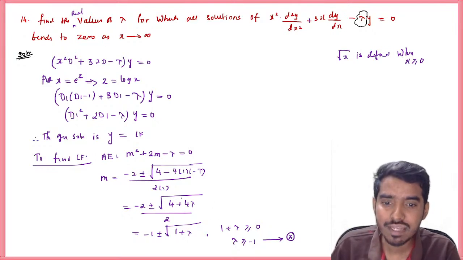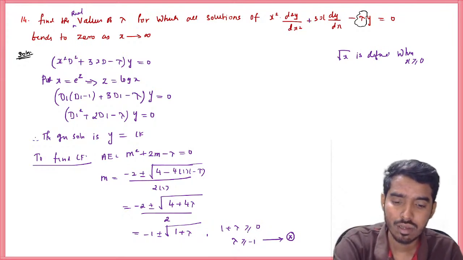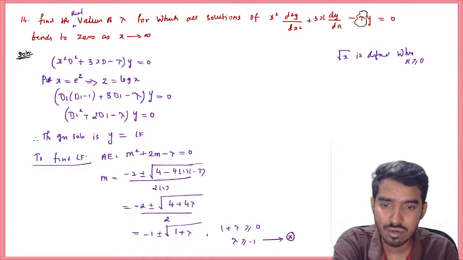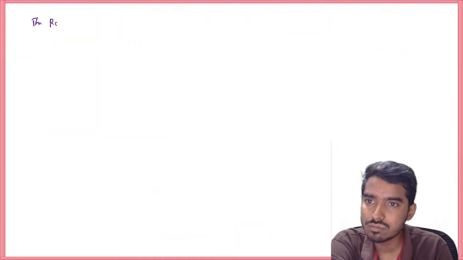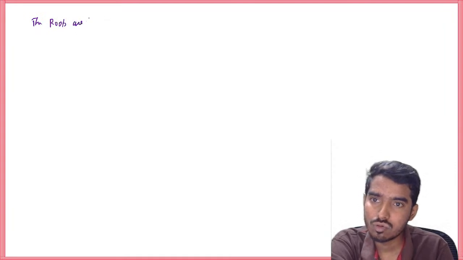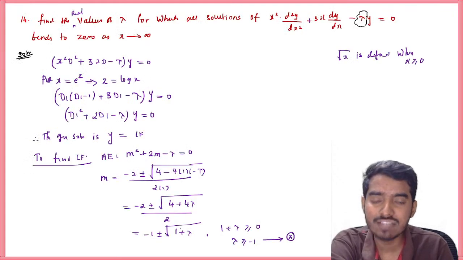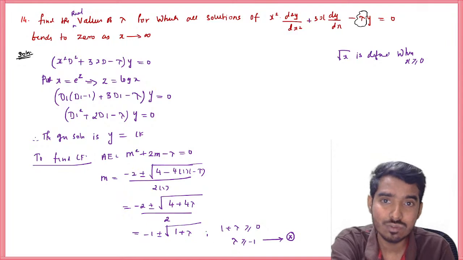If it is real, this means 1 plus lambda has to be greater than or equal to minus 1, right? Okay, so lambda is okay. Now we have two distinct roots. The roots are real and distinct. So what are the roots? Minus 1 plus root of 1 plus lambda, and minus 1 minus root of 1 plus lambda.